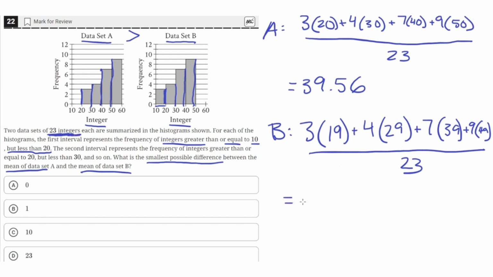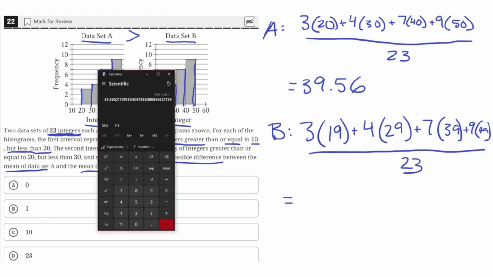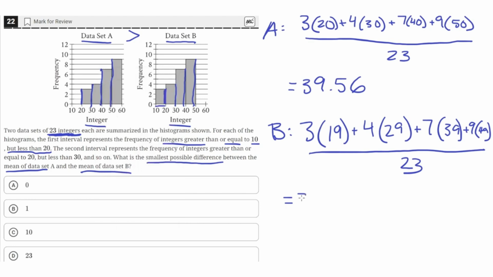And if we put that into our calculator, 3 times 19 plus 4 times 29 plus 7 times 39 plus 9 times 49, we'll get 887. Divide that by 23, and we get 38.56.